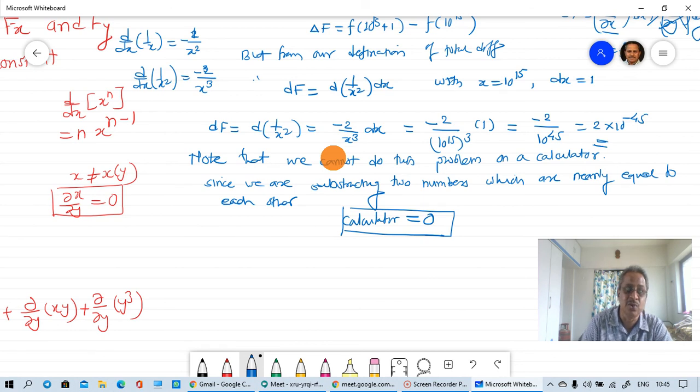Practically the calculator may give it to be 0, but using this type of total differential, we can find out the value of this difference, which will be approximately 2 into 10 raised to minus 45.